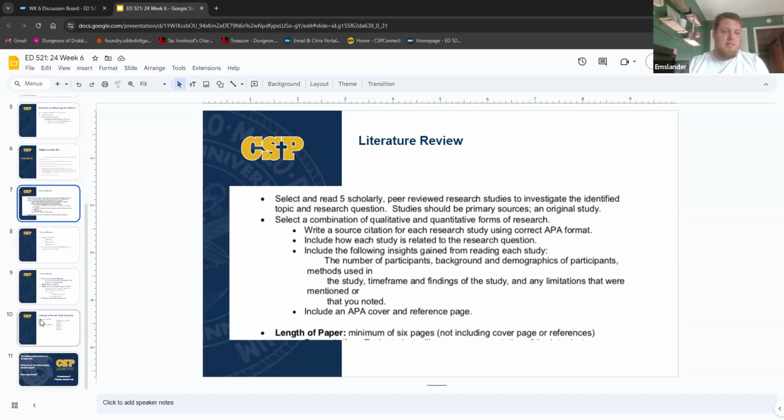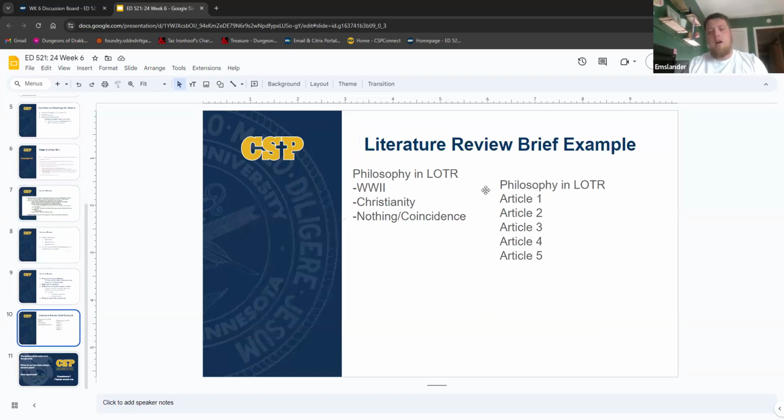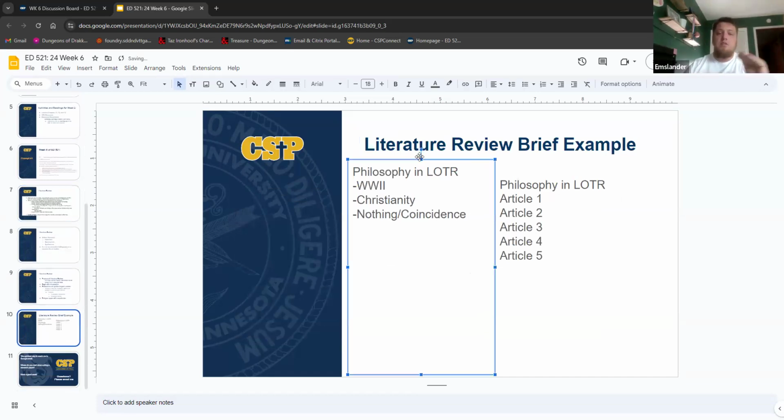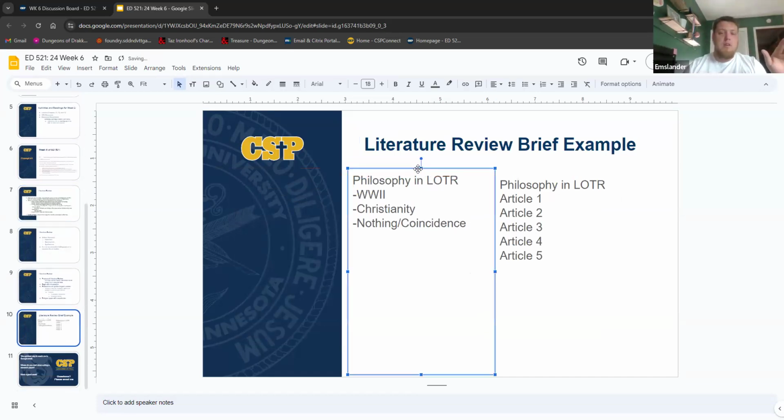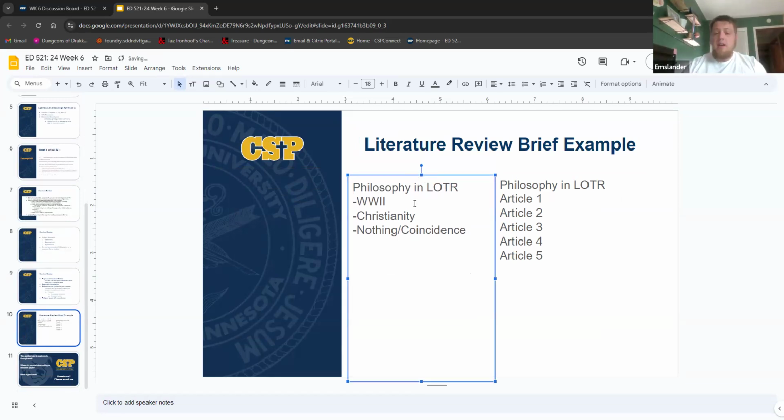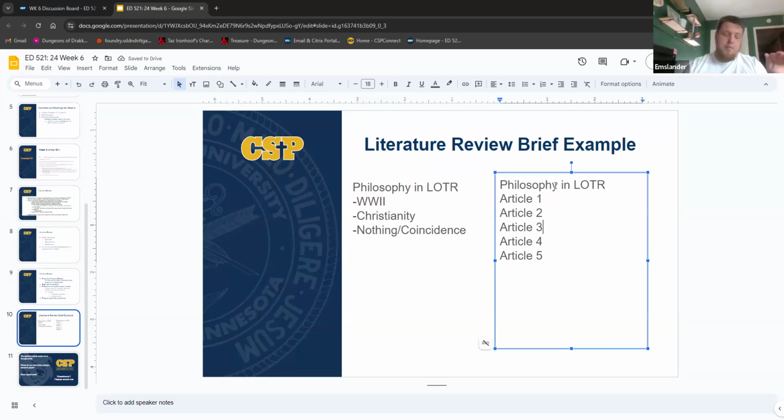I'm going to go down to my example. All right, brief example here. Two ways to do a lit review. I very much prefer the one on the left to the one on the right. The one on the right, I'm going to say my topic is philosophy and Lord of the Rings. And I have 5 articles about it, so I have 5 paragraphs, and each paragraph is about an article. This is an acceptable way to do it.